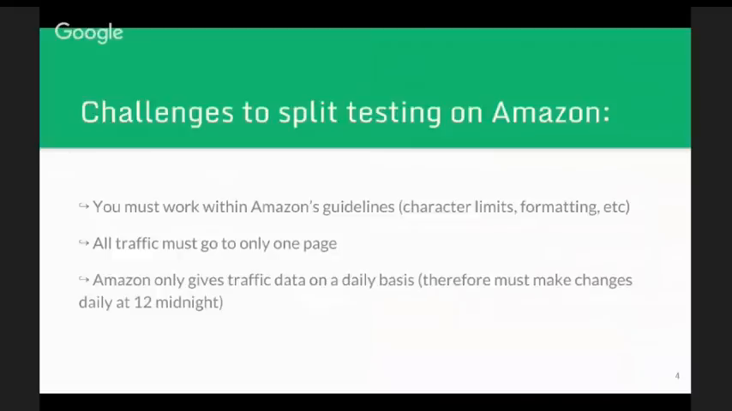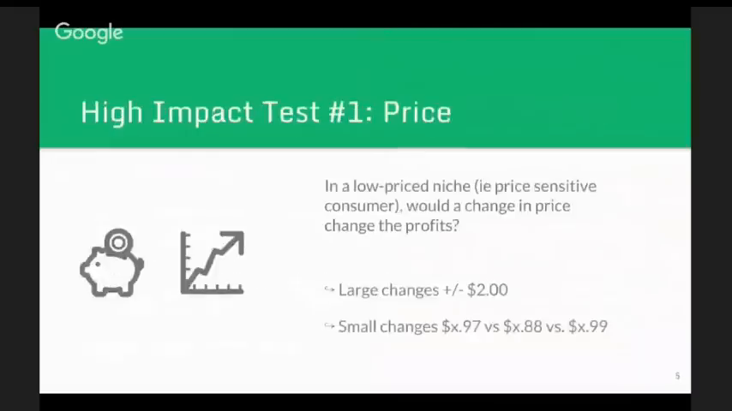So instead, the best way to make changes with split testing on Amazon is to do it at midnight. The reason for this is that the data Amazon gives us for sales, conversions, sessions and so forth is on a 24-hour period, for that day, and it restarts at midnight Pacific time, which is Amazon's headquarters out in Seattle.